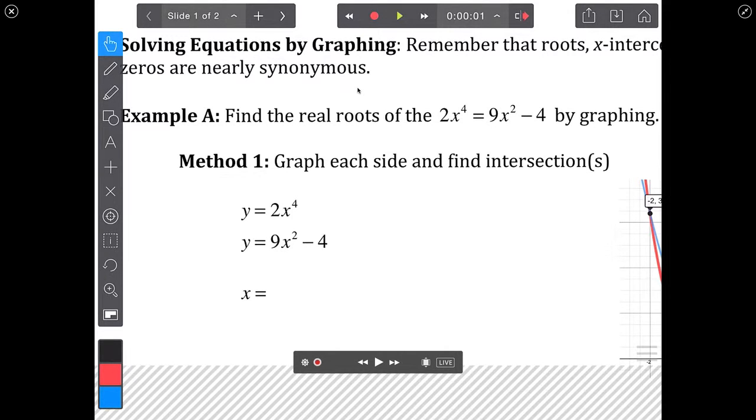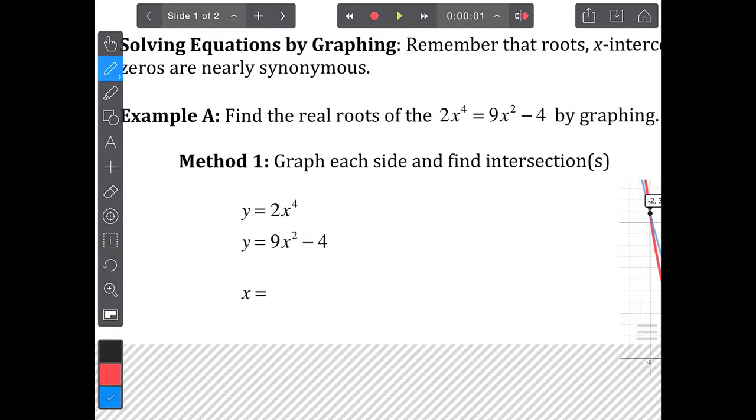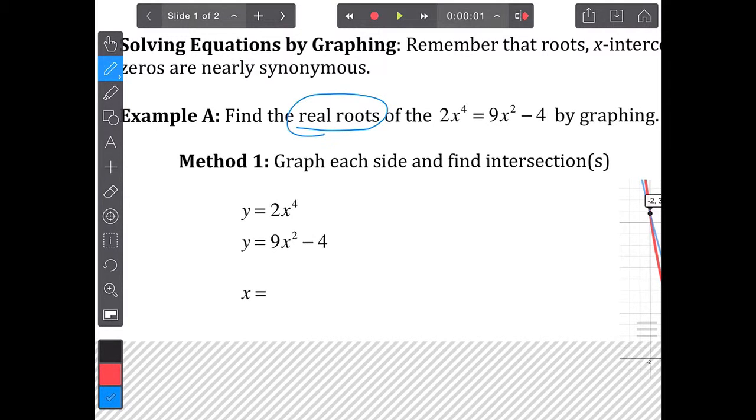Hello mathematicians, what we're going to do on this lovely day is find the real roots of this lovely quartic function, and we're going to do so by graphing. Notice number one that we're going to find the real roots, not complex solutions, just the real roots. We're going to do so by graphing.